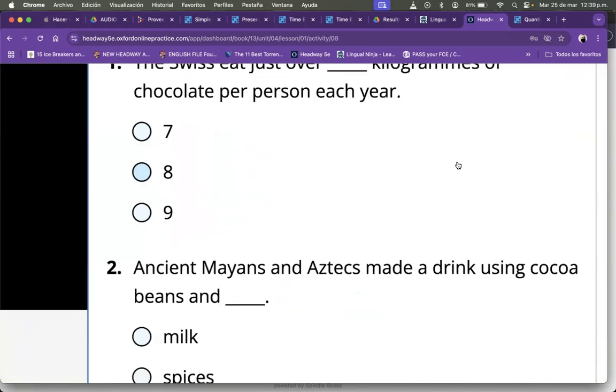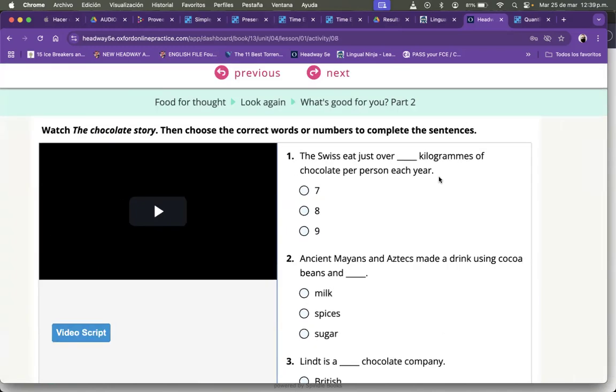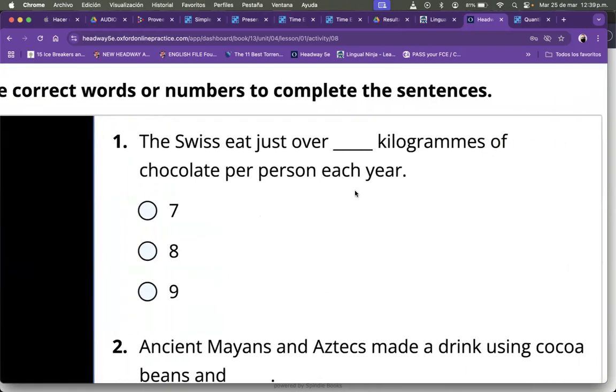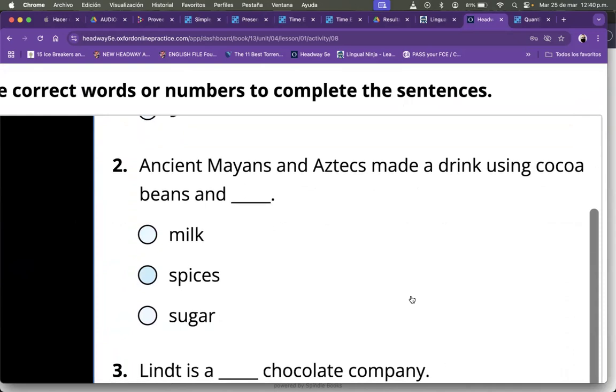So the Swiss are from Switzerland, no? And some people consider that they have the best chocolate. They eat over how many kilograms of chocolate per person in a year? 8. 8. Okay.